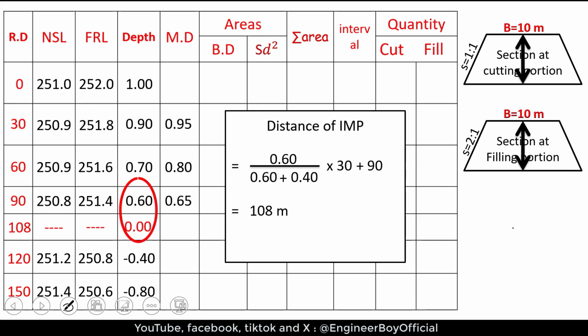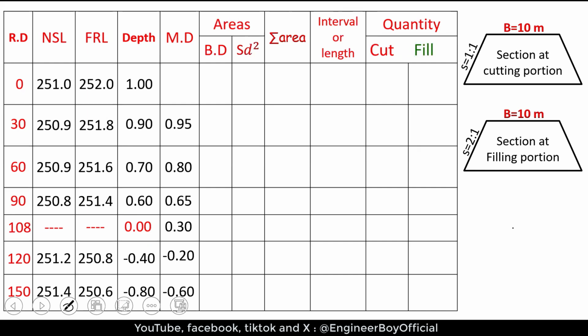Okay, so once we have the intermediate point, then of course we can calculate the mean depth for station 180 and station 90, and that's going to be 0.3. Again, the mean depth for station 108 and 120 should be minus 0.2, and so on, okay? Once we have the mean depth, then of course we can calculate the side areas or maybe the central one as well.